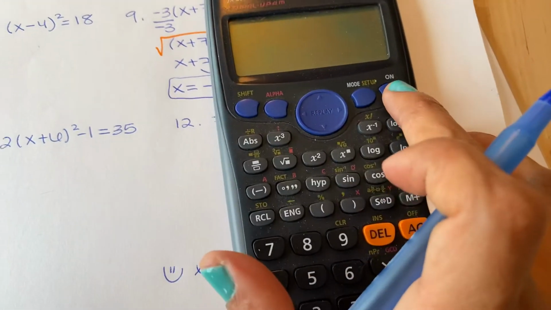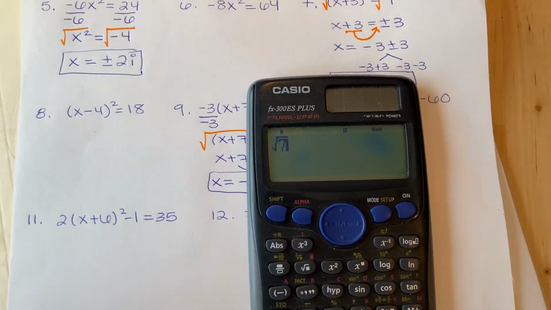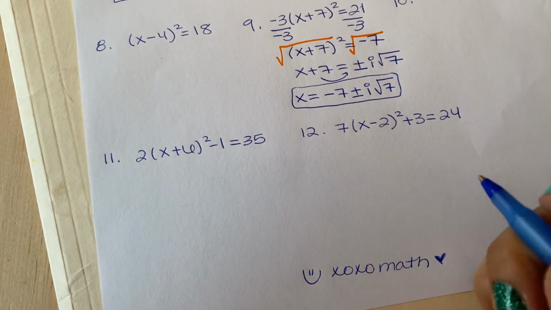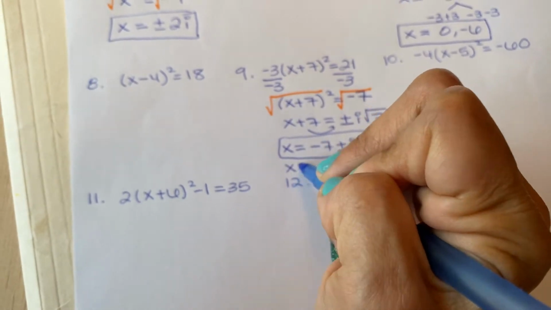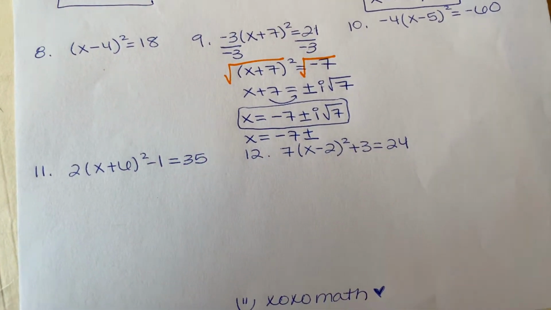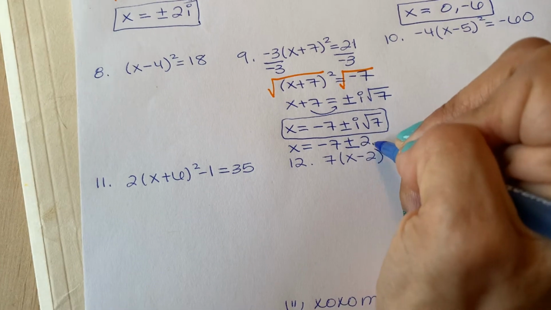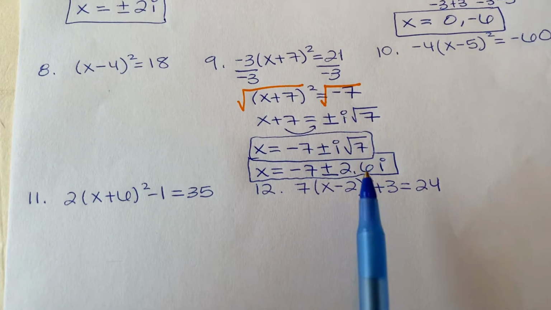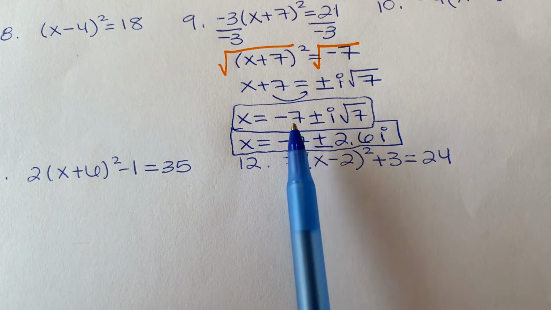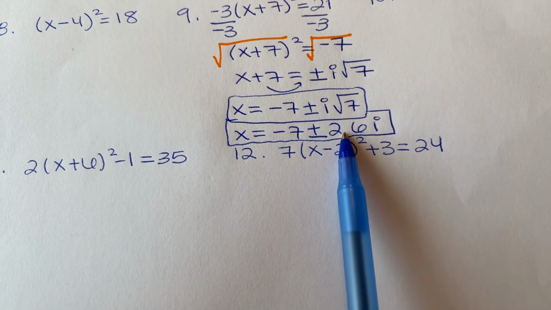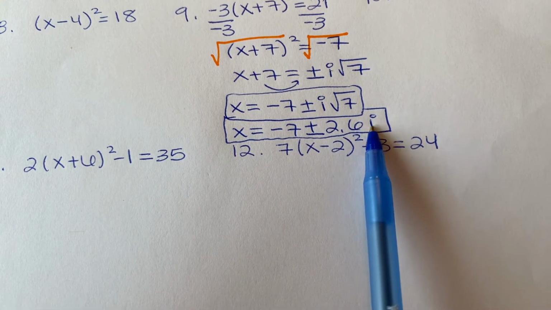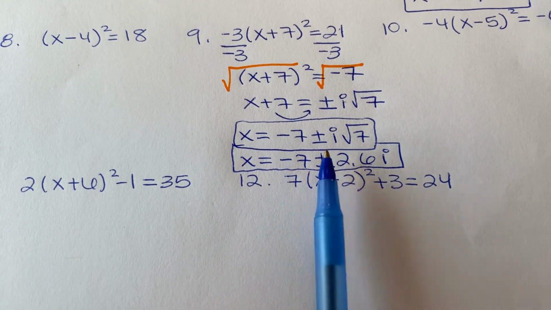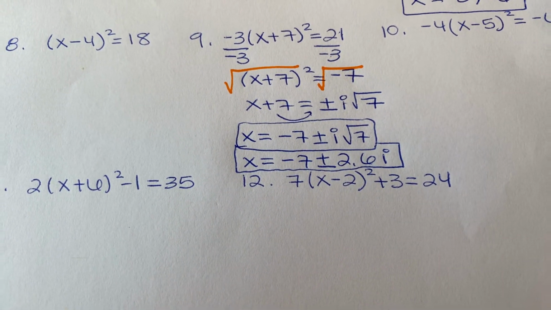But if you want the decimal of rad 7, 2.6, you could also give me x is equal to -7 plus or minus 2.6i. And you cannot combine these because the -7 is a real number component. This rad 7 or this 2.6 is the imaginary component because it's attached to the i. You cannot combine them, so that's just it. That is your complex number, a plus bi. Okay, 10 you will do.